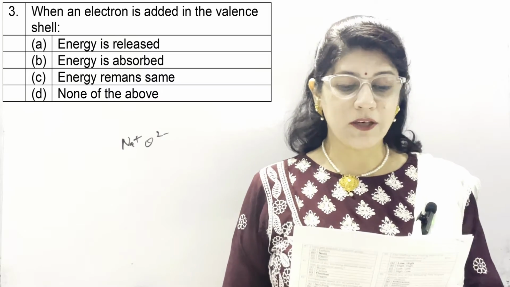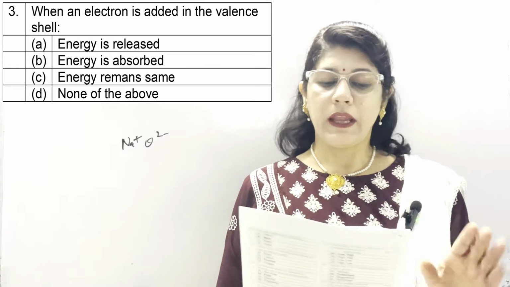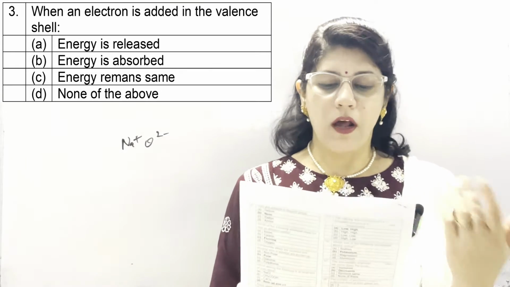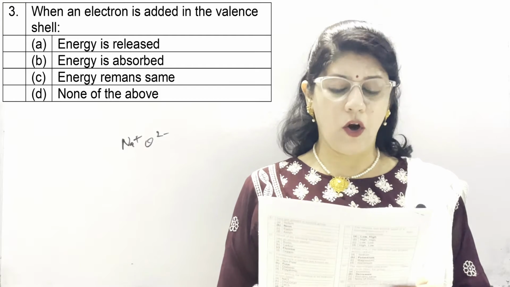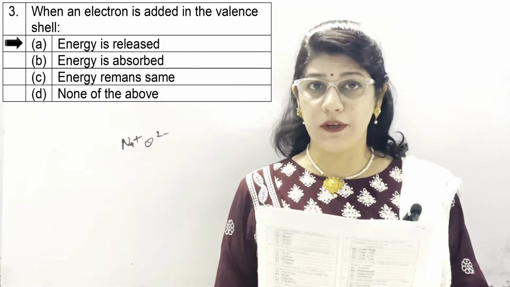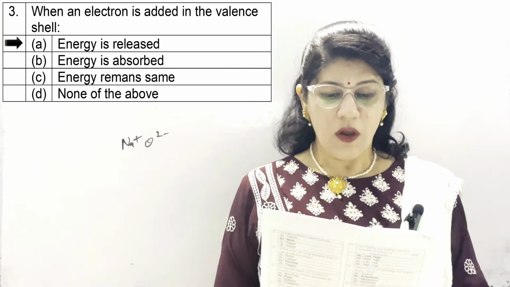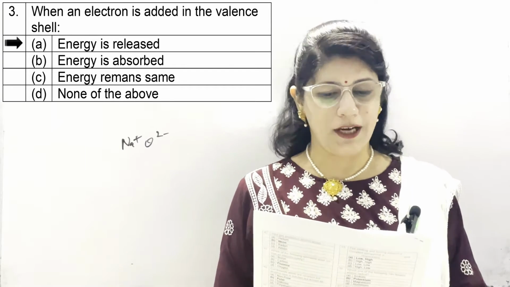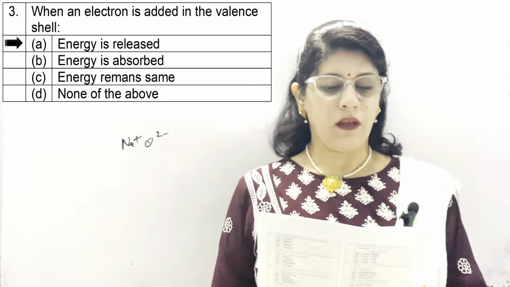3. When an electron is added in valence shell: energy is released, energy is absorbed, energy remains same, none of the above. Correct option is A, energy is released, because electron affinity is the amount of energy released when a neutral isolated gaseous atom is converted into a negatively charged gaseous anion.